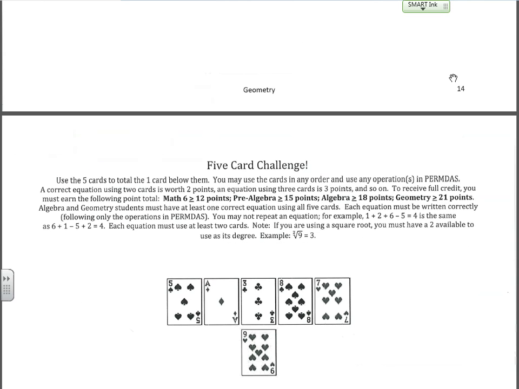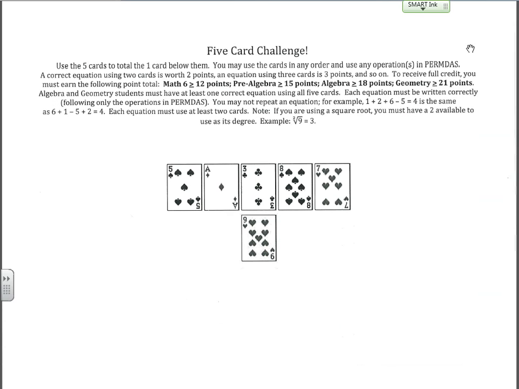5-card challenge. Not much to say about this that you don't already know. Of course, you do have an ace. We love aces because they allow us to not change the value of a number and get extra points. Multiplying by 1, dividing by 1, taking some of the power of 1. All of those things allow you to write new equations and not change the value. So that's a nice gift for you there.